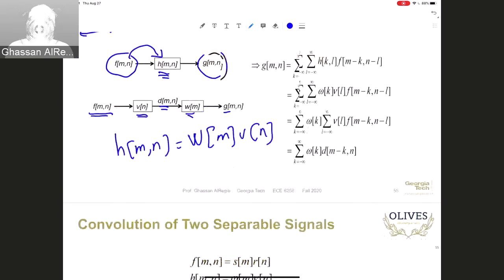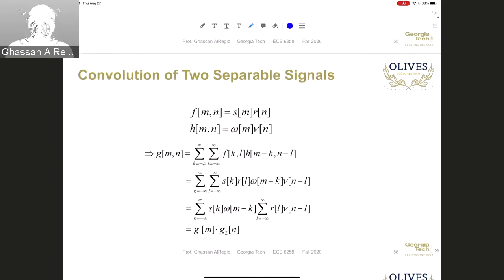And the beauty of this is the savings. So before I go to those numbers to show you the savings, let's take this to the next step. Let's make an assumption that F is separable, is S times R, and the impulse response H is also separable, which is W times V. Now this is the general definition of the two-dimensional convolution. I replace F by the product of S times R, and H is the product of W times V. So now if you look carefully, I take the summation over K, I take S of K, W of M minus K, and then the summation over L, I have R of L, V of N minus L.